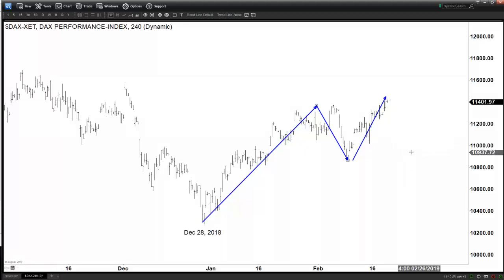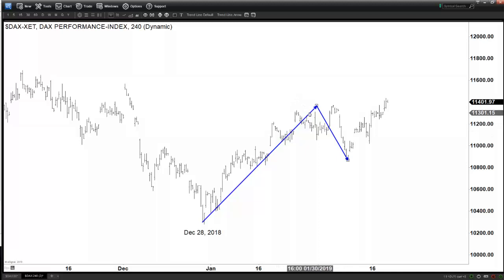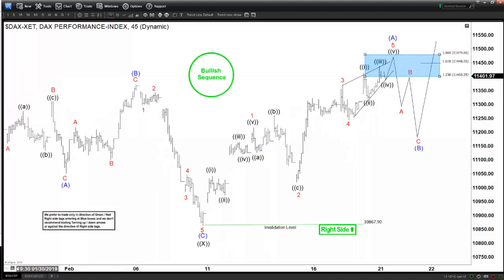So those are the two alternates, but in terms of ranking the probability, since we got a break above this previous peak, we are calling for further upside in the index. That's why you see we got a bullish sequence stem, we got a right side up, so as far as this pullback stays above 10,867 in 3, 7, 11 swing, we favor more upside in the index.